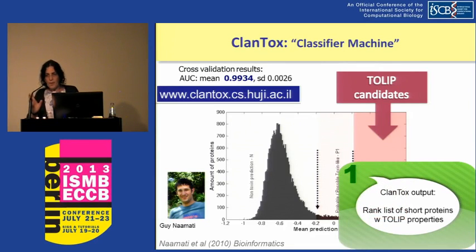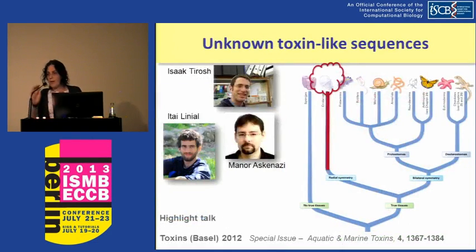So take-home message number one is that the ClanTox output is a list of short proteins with TOLIP properties, the way I defined it. So the highlight talk is based on research done by Yitzhak, Itai, and Manor, really to understand toxin-like sequences in a very restricted part of the evolutionary tree, much before the bilateral symmetry evolved. So, in a bit of a weird kind of branch.